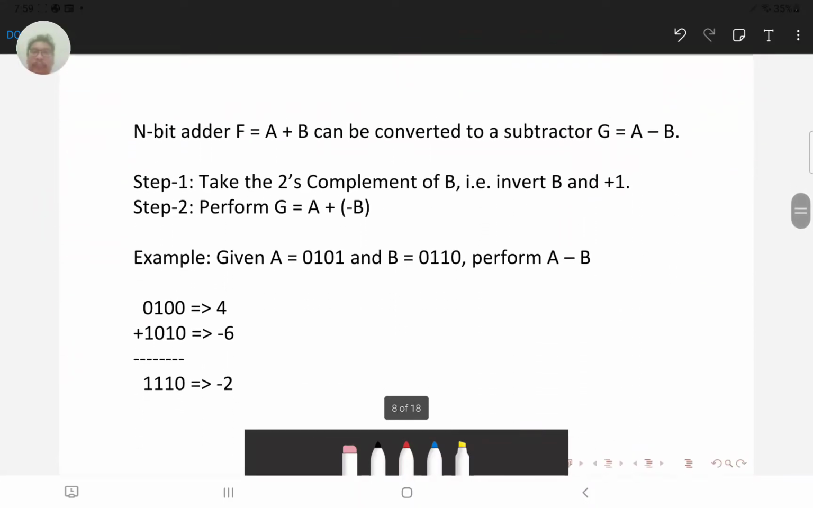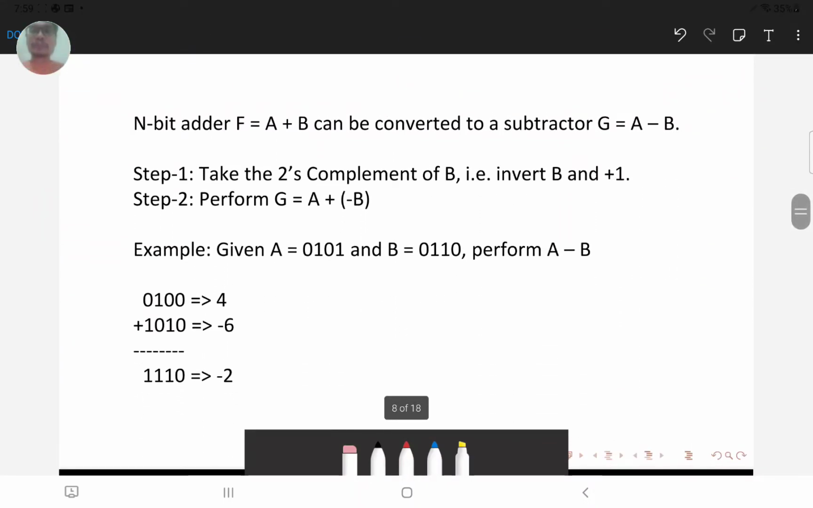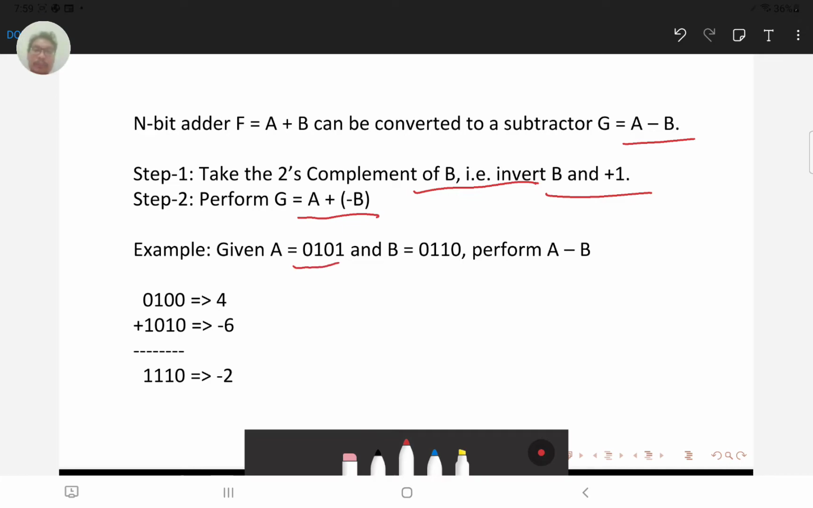So from there, we can extend our adder to convert this into a subtractor. So how to design a subtractor? Step number 1 is, if we need to do A minus B, we need to take the 2's complement of B: invert B, and then plus 1. And then we perform A plus negative B. So for example, if we have A is 0101 and B is 0110 as in the previous example, and we need to do, instead of A plus B, we want to do A minus B.